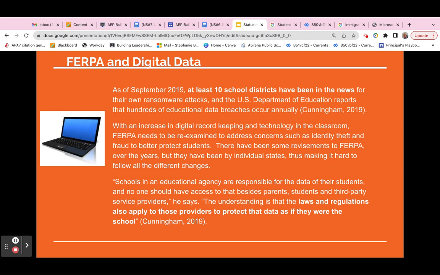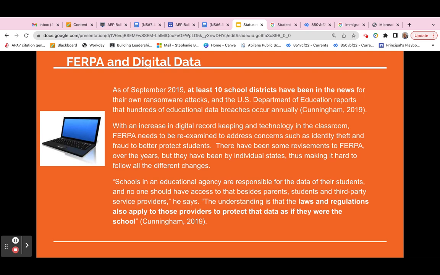With an increase in digital record keeping and technology in the classroom, FERPA needs to be re-examined to address concerns such as identity theft and fraud, to better protect students. There have been some revisions to FERPA over the years, but they have been by individual states, thus making it hard to follow all the different changes because not every state has accepted those revisions.